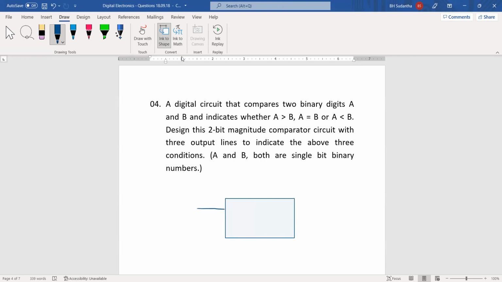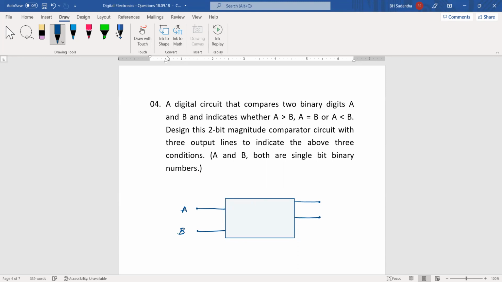And we have 2 inputs. One is A. A is a single bit number, so A is a single line. Then B is another number. And in addition to that, we have three outputs.